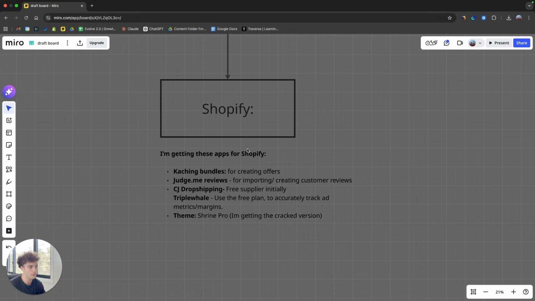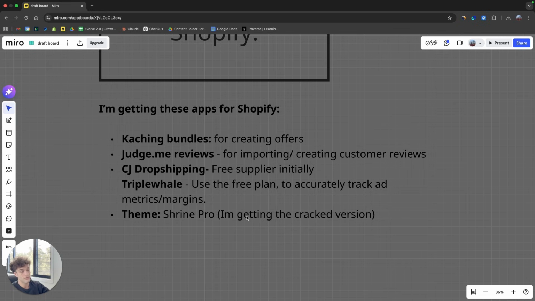Moving on now to Shopify. I would get these apps here: Ching Bundles, Judge.me Reviews, CJ Dropshipping, Triple Whale, and I would get the cracked version of Shrine. Now, again, like I said, this is a must work scenario, so I'm not recommending you guys do this, but if you do accidentally join someone's Discord and ask them for a cracked version of Shrine, I wouldn't stop you, because it's pretty expensive in the beginning and we're not going to have much capital.